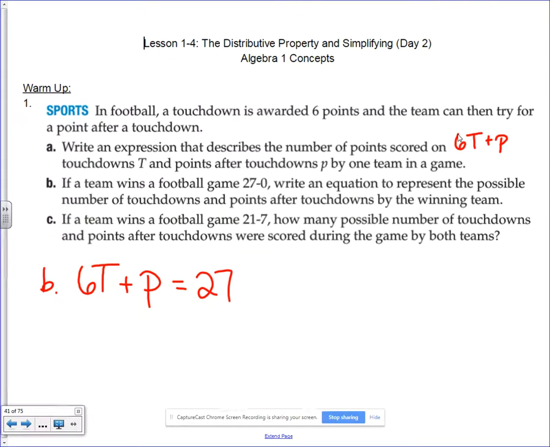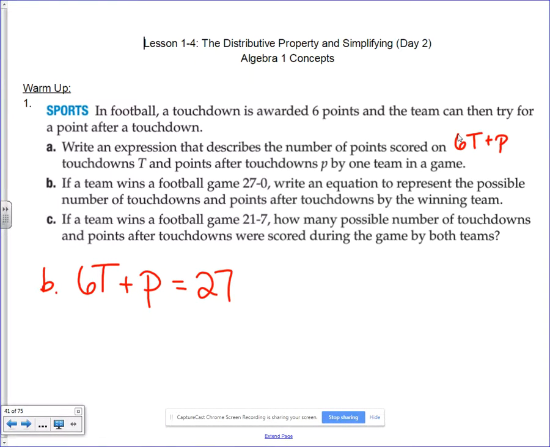Does anybody know how you would get 27 points? You would score 4 touchdowns, but 4 touchdowns at 7 points apiece is 28, correct? So if I scored 27, what happened? I missed one of the extra points. Everybody good with letter B here?